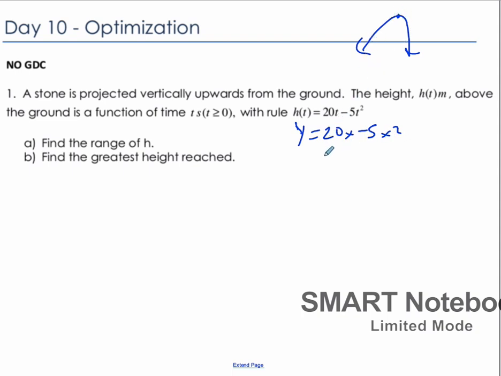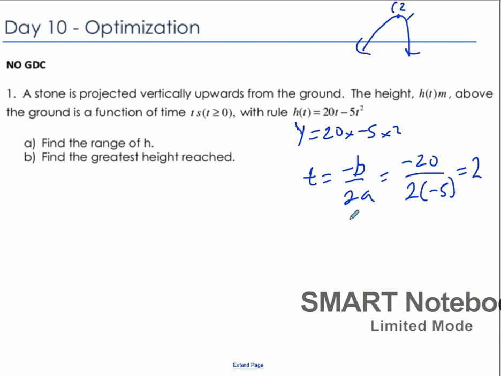Okay, so we have this. We can actually figure out the x value of the vertex by doing x equals, or even t in this case, t equals negative b over 2a. And the b value is 20, so it's negative 20 over 2 times the a value, which is negative 5. Okay, so that equals 2. So after 2 seconds, we reach this maximum height.